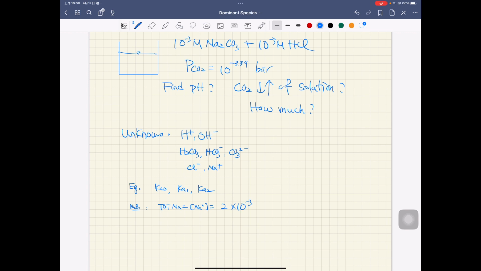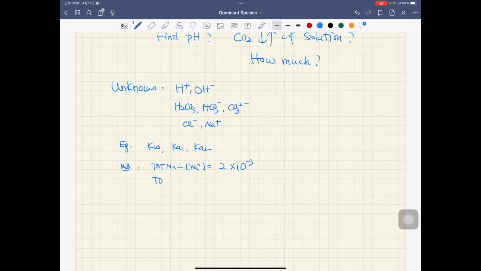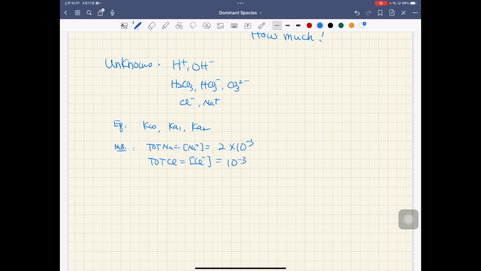Very important: this sodium, there are 2 here. So when you add 10 to the minus 3 molar, this 2 makes it 2 times 10 to the minus 3. And then you have chloride. Chloride is only 10 to the minus 3 from HCl. So we have 2 equations here, and we used to have 1 equation called total CO3, which is always the summation of these 3 species together.